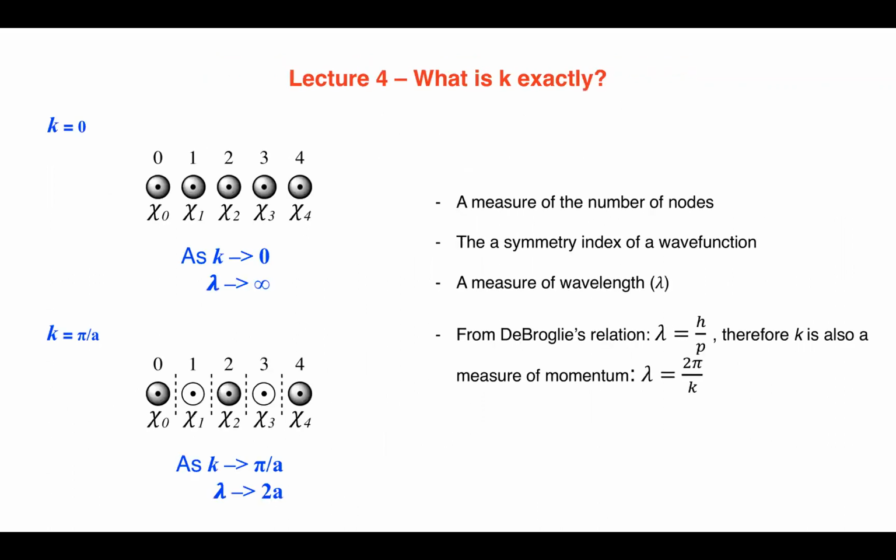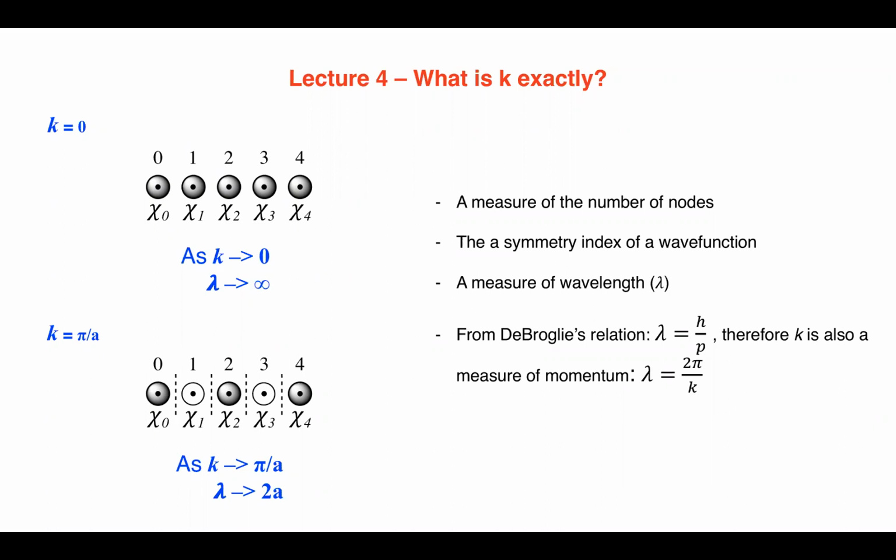Now, let's talk about what this k value does for us, beyond just the math of wave function generation. I think you've seen now that one of the things k tells you is how many nodes you've got. So k equals 0, no nodes; pi over a, a node between every atom. And this really is a measure of the symmetry of the wave function: the totally symmetric combination, and the totally anti-symmetric combination. So it's like a symmetry index.